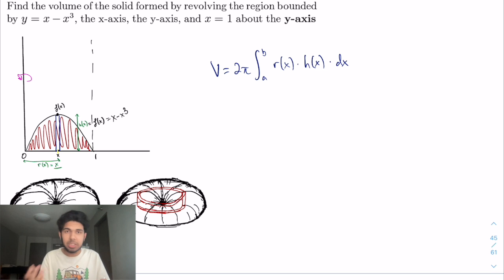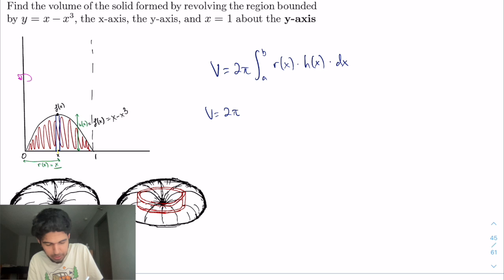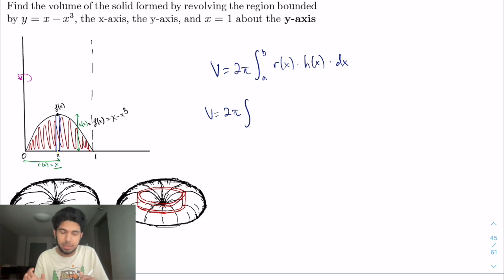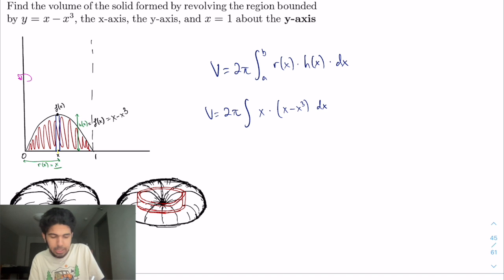So with that, we can compute the volume now. We have V equals 2 pi integral, we'll get to the limits in just a moment. The radius is x times height is x minus x cubed dx. The limits now we'll think about, we're integrating with respect to x. The rectangles start to be built at 0, and they continue all the way until we reach x equals 1. So those will be our limits here.